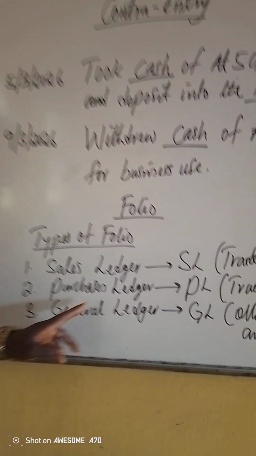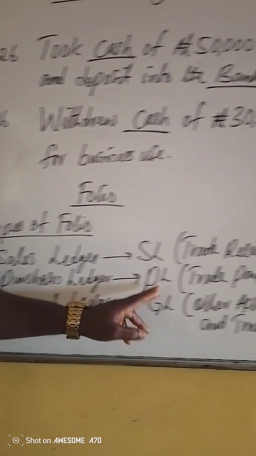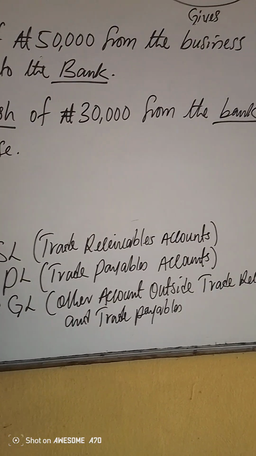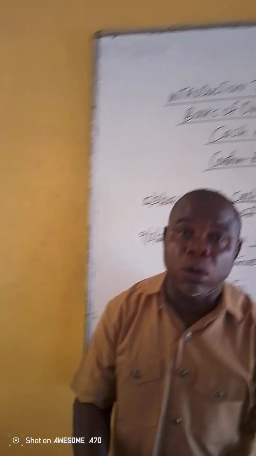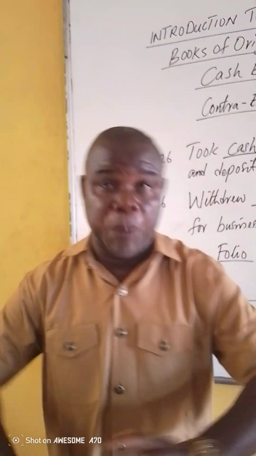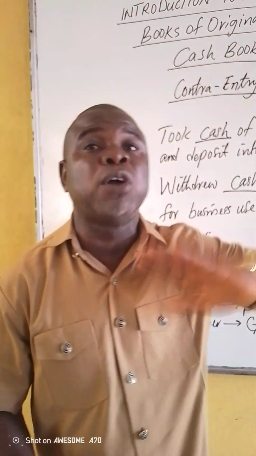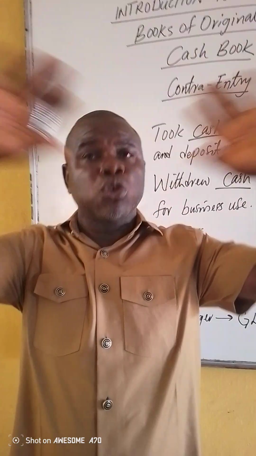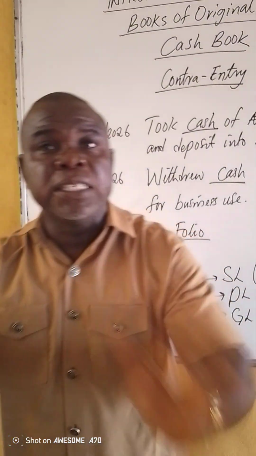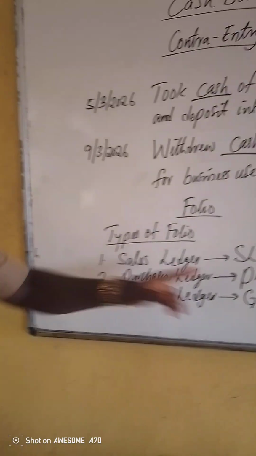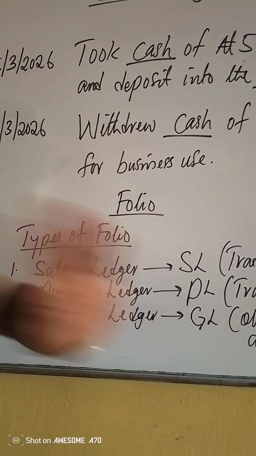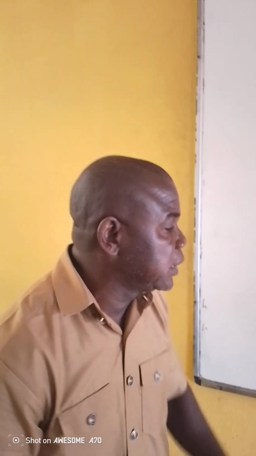The next one is the purchases ledger, which is referred to as PL. PL means purchases ledger, which is also referred to as the trade payables account. These are accounts of creditors, accounts of suppliers, that is, the people the business bought goods from on credit. All those groups of accounts that form the creditors or trade payables are where the PL folio is used. So PL is used if there's any payment to suppliers, if there's any return outward, and the likes.